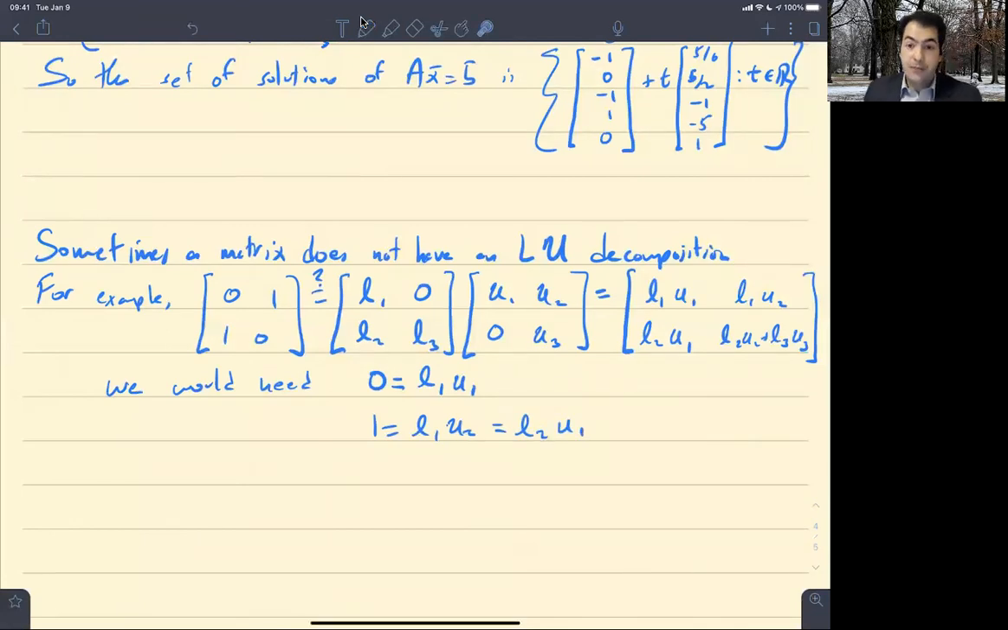And notice the problem. If L1 times U1 is equal to 0, then either L1 is 0 or U1 is 0. But if L1 is equal to 0, then L1 U2 has to be 0. So that won't work. And if U1 is equal to 0, then L2 U1 has to be equal to 0. So that won't work. So it's impossible to write this matrix as a product of a lower triangular and an upper triangular.